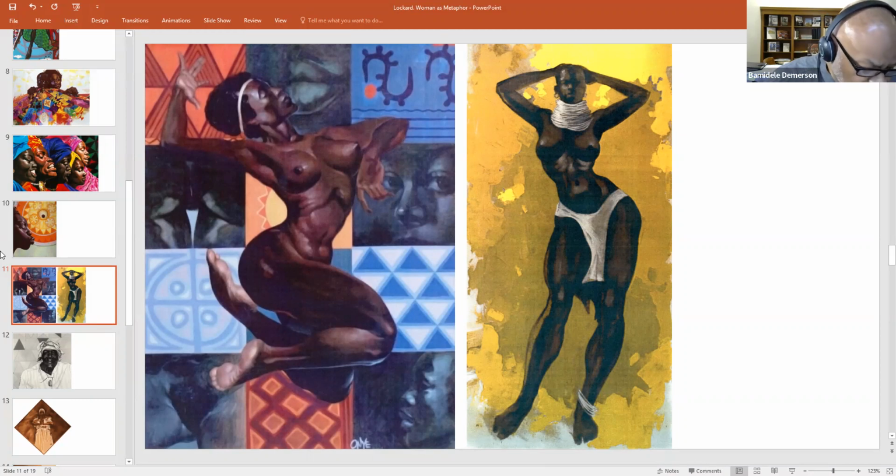But also, the three dancers that he always mentioned in his class were Carmen de Lavallade, Katherine Dunham, and Pearl Primus.